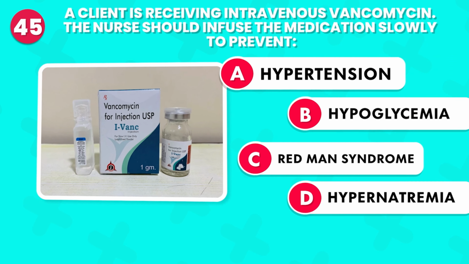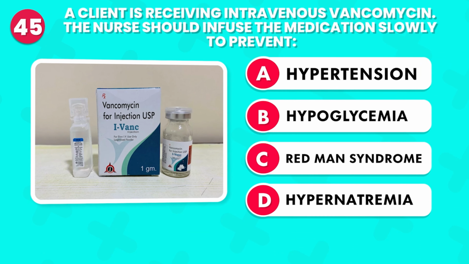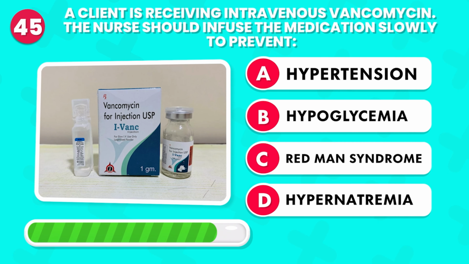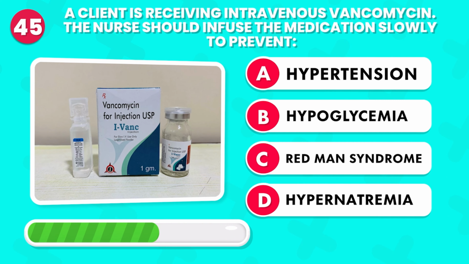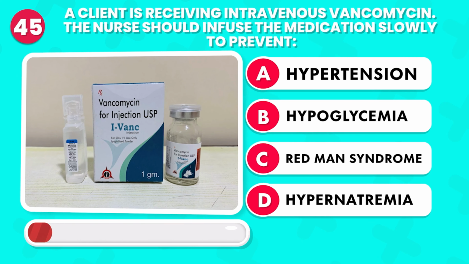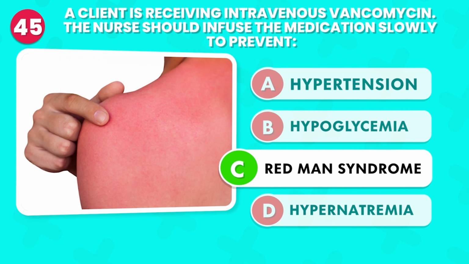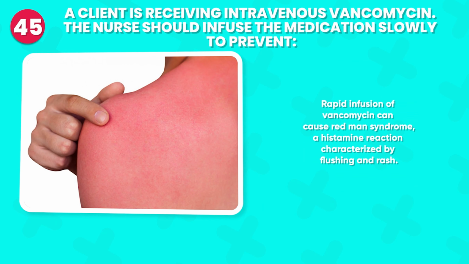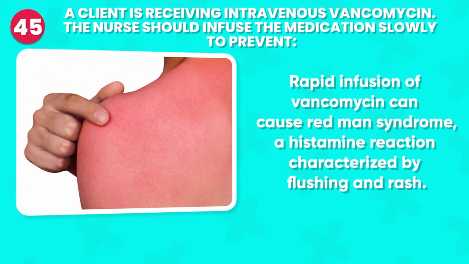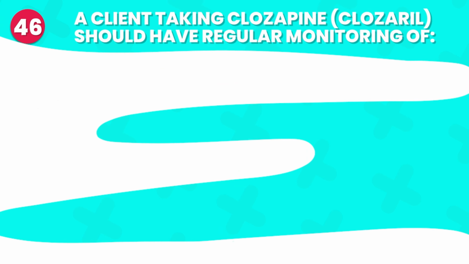A client is receiving intravenous vancomycin. The nurse should infuse the medication slowly to prevent A. Hypertension, B. Hypoglycemia, C. Red man syndrome, D. Hypernatremia. It's C. Red man syndrome. Rapid infusion of vancomycin can cause red man syndrome, a histamine reaction characterized by flushing and rash.